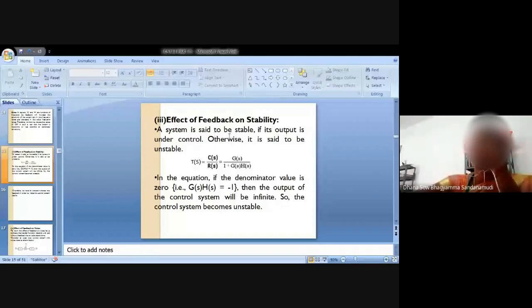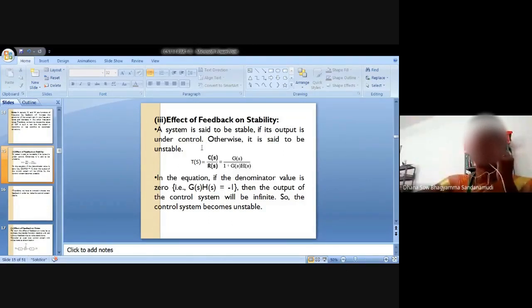Next, effect of feedback on stability. A system should be stable. That is what comes first in your mind, in general, before even discussing this topic. A system is stable means what? The output is a controlled output. If for the given input the output is a controlled output, then we can call that system a stable system. Otherwise, it is called an unstable system.